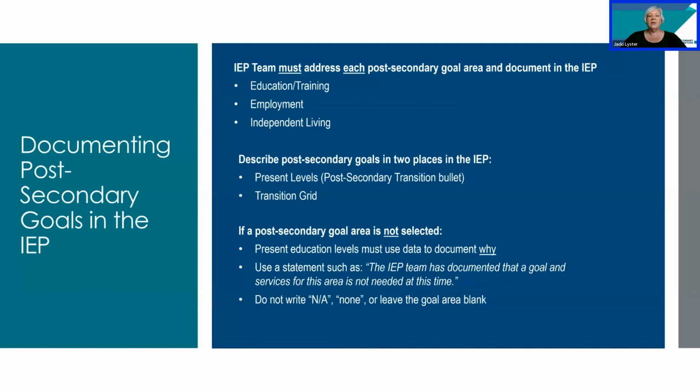If a post-secondary goal area is not selected for a student, then these present education levels must use data to document why the team has determined not to include that goal. And a statement such as, the IEP team has documented that a goal and services for this area is not needed at this time. Never write NA, none, or leave the goal area blank.